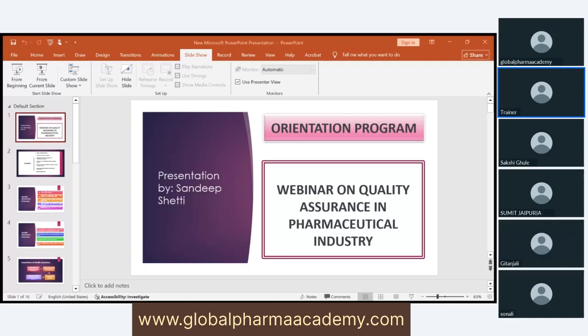Then CAPA management, sorry. CAPA management is corrective and preventive action management. That is related again to deviation: if a deviation happens, CAPA is taken in the pharma company. So corrective and preventive actions are taken, and that is also taken care of by the quality assurance department.